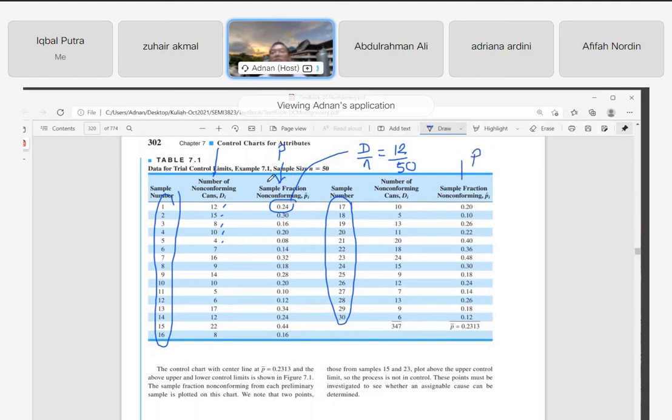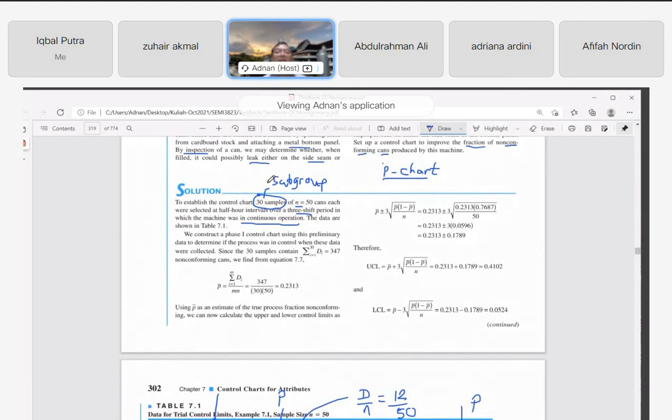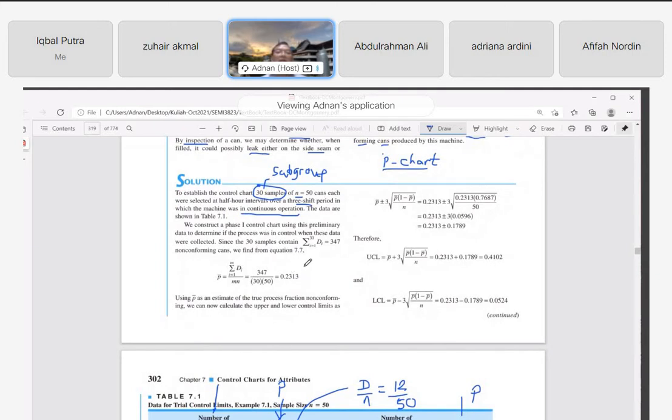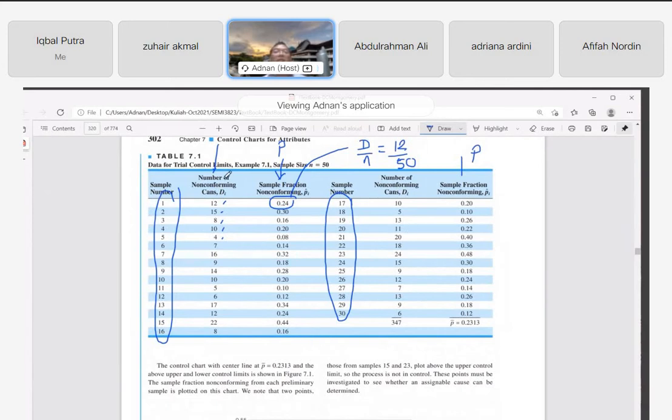Okay, because the formula that we have requires the P bar. Remember that we need to have a P bar. So the total of defective units is 347. Okay, M is 30, N is 50, sorry. So the total of D is 347. You total all this, you get 347.